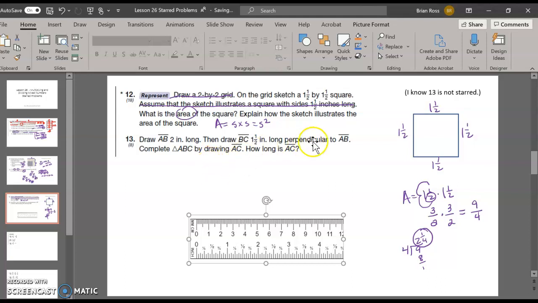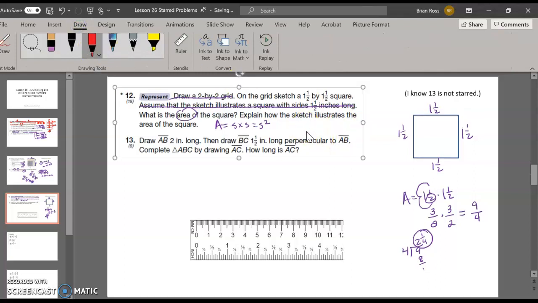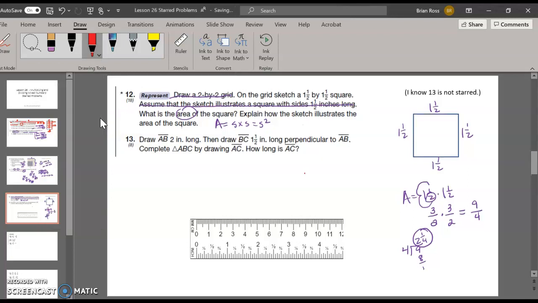So we know that that is, okay, is it going to let me draw? There we go. So we know perpendicular is like, come on, Neil. Perpendicular, let me draw. Perpendicular looks like this. It makes a 90-degree angle to AB and then complete. So I'm going to be drawing a triangle. AC, how long is AC? Now I can actually measure that because I have my ruler here, right?